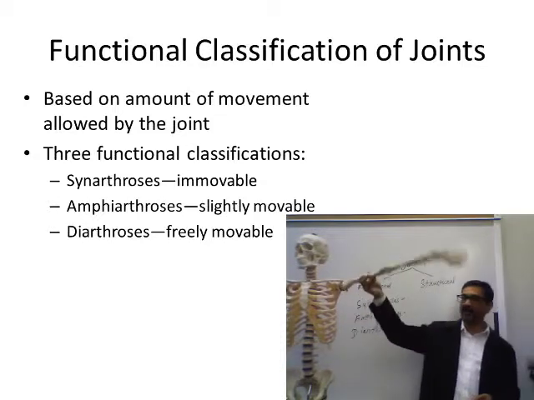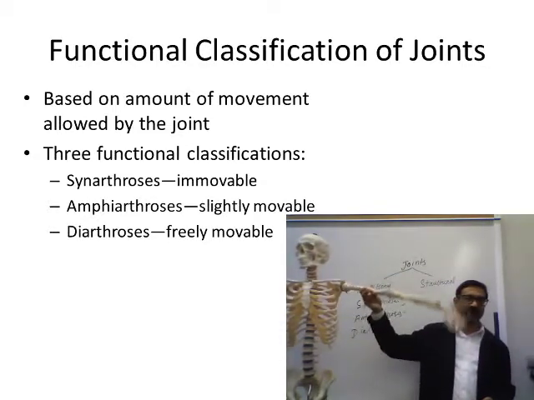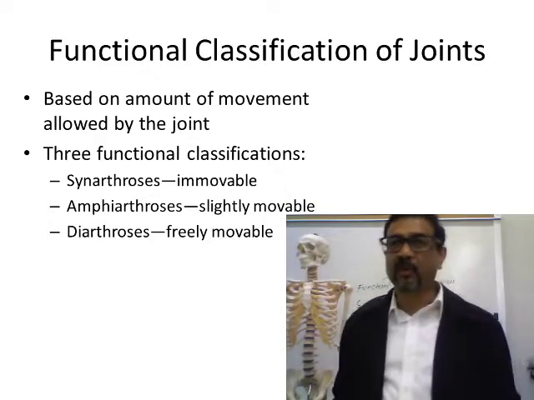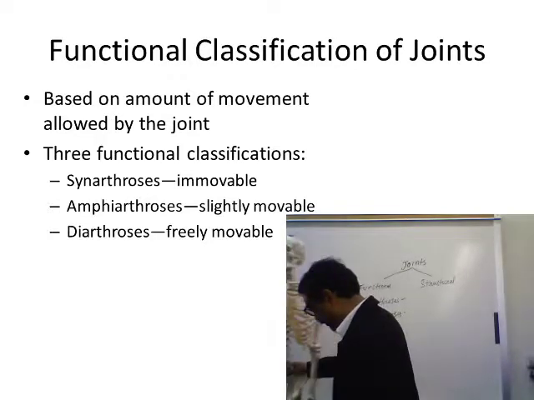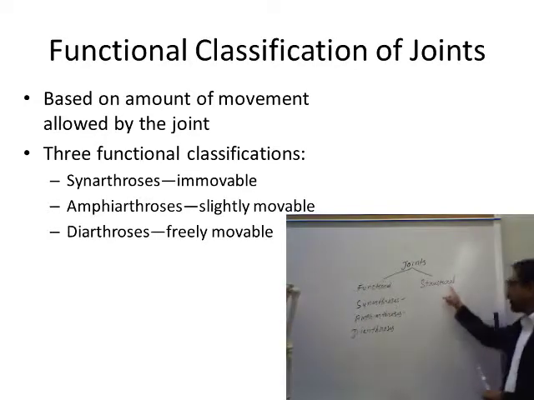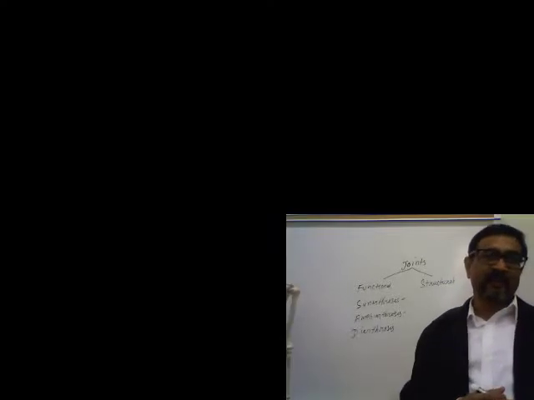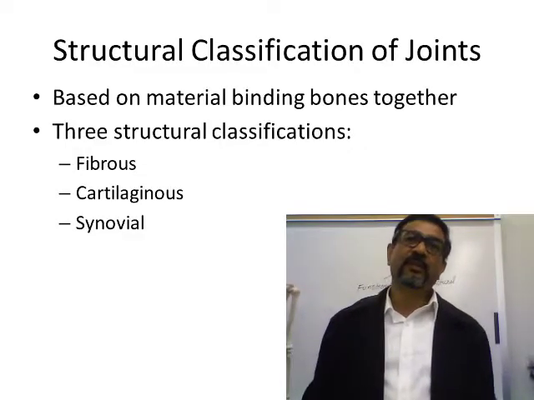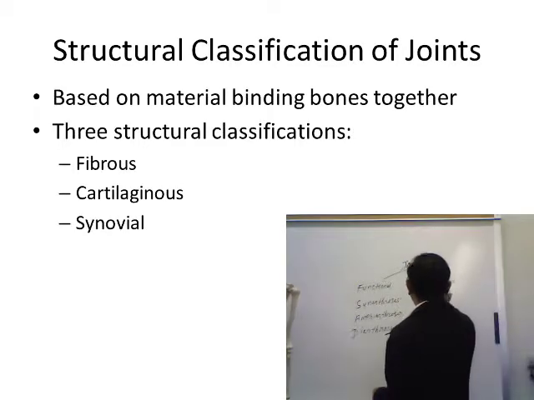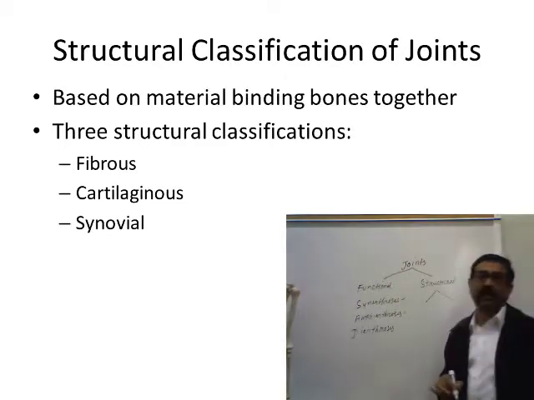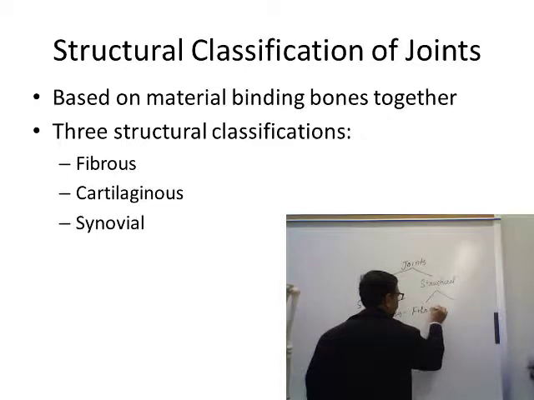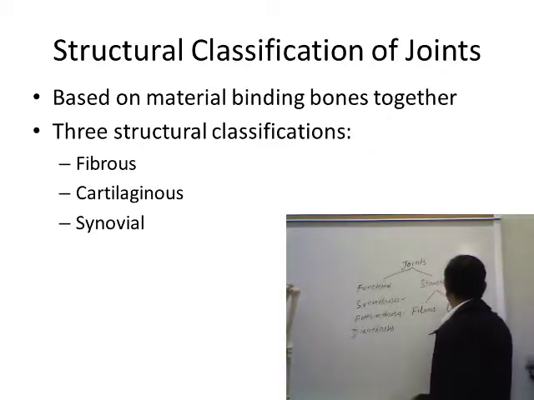Example, your shoulder joint, you know, you can move a lot, right? In many different directions. So, this is an example of diarthrosis. So, that is functional classification. Then, structural classification. Structural classification is based on the structure in the joint. We divide into two types, fibrous and cartilaginous.